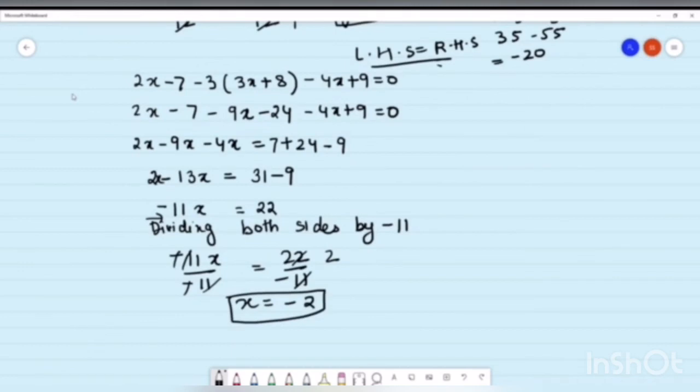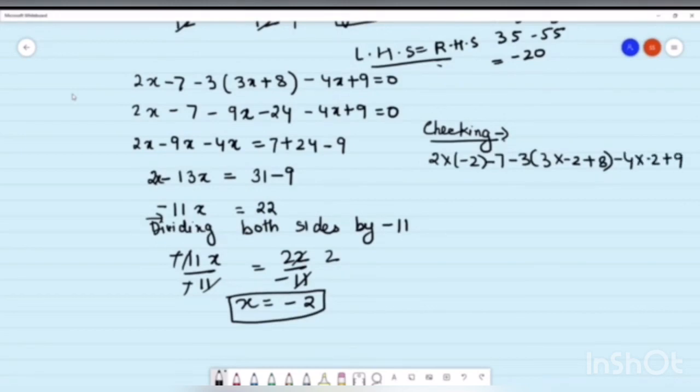Now we can also check it by putting the value of minus 2 in this equation. So we'll do the checking part here. Checking. 2 into minus 2 minus 7 minus 3, 3 into minus 2 plus 8 minus 4 into minus 2 plus 9. This is the left hand side.